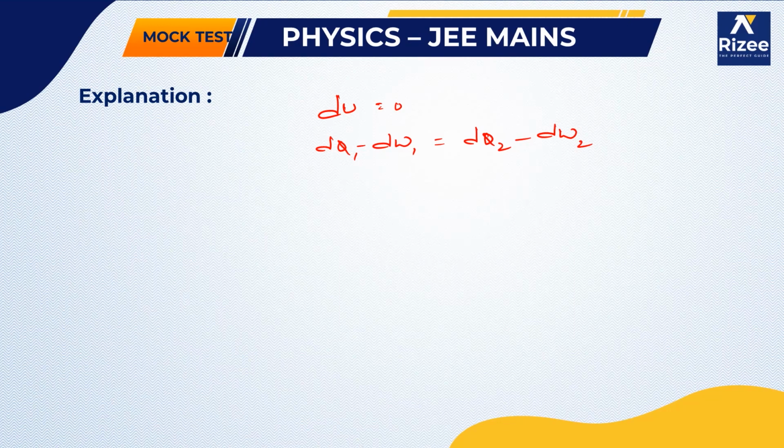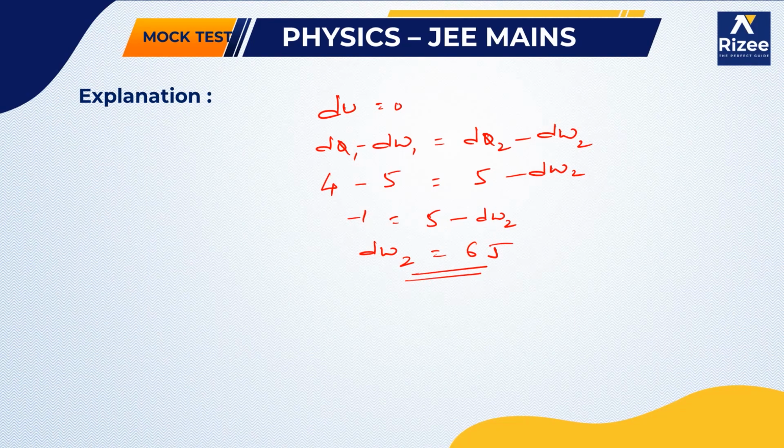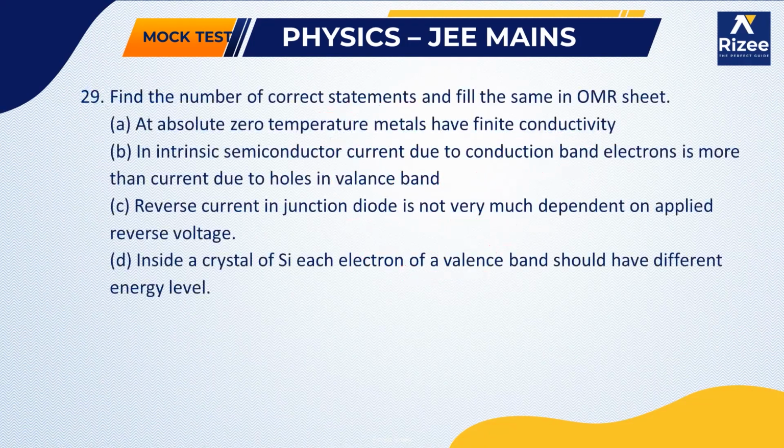So this is the relation. In the first case, the heat given is 4 joules and minus work done 5 is equal to, in the second case, heat is 5 and he is asking for the work done, dW2. So this is going to be -1 equal to 5 minus dW2, the work done in the second process. So dW2 is equal to 6 joules. This will be your answer for the work done in the second process.